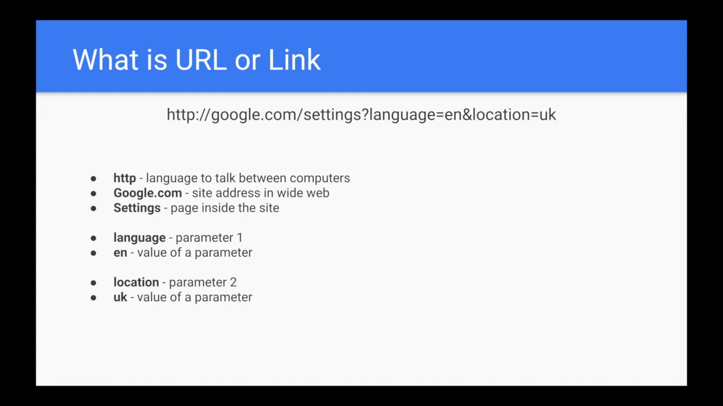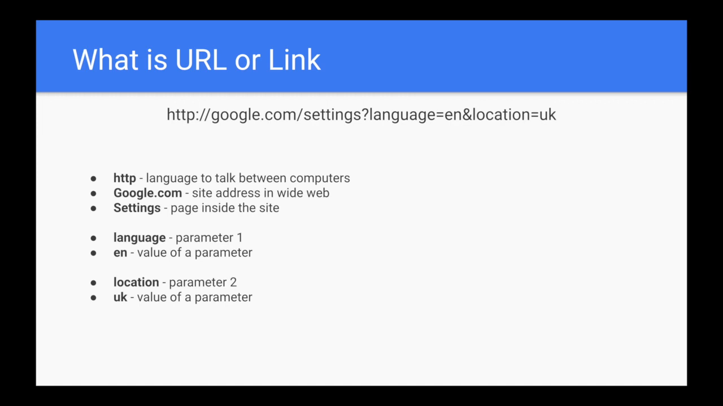Then google.com is the site, the domain. That's the easy one. But then you have a slash and we have settings. Settings is something that is located inside google.com. It can be settings or search or Google Ads or Google Analytics. Anything, actually. It's just a part inside the domain. Then we have a question mark. And the question mark is the most interesting part here, because the question mark is where the parameters start. And we have two parameters here. One is language, that is equal to EN, and one is location, that is equal to UK.